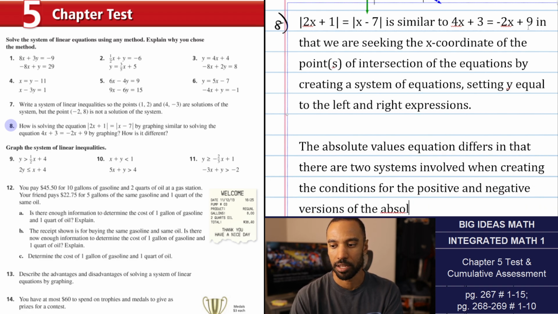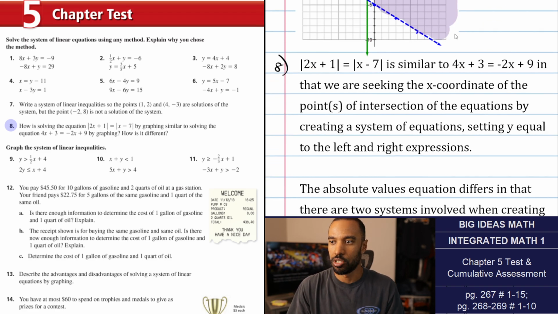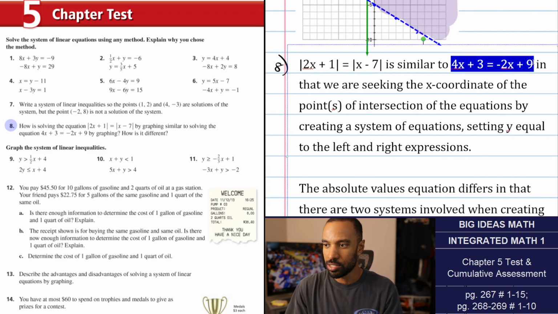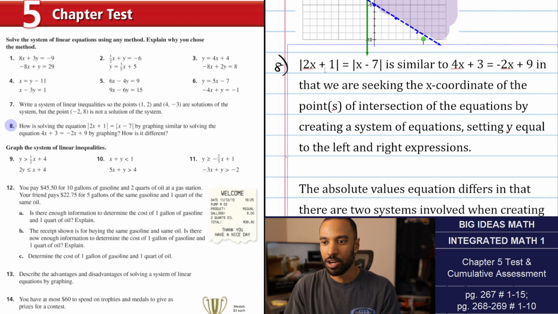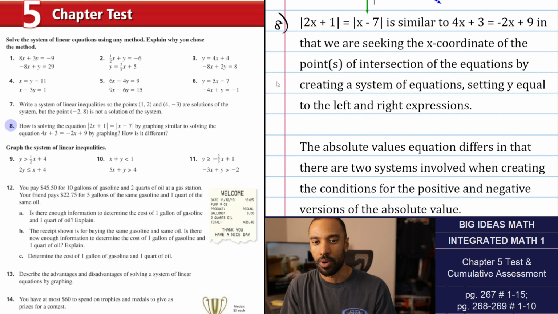So I'm not doing it here, but what I would do here is just do y equals this, y equals this, y equals that, graph them. Here I'm going to do y equals this, y equals that, and graph them. And then I'll do y equals this versus y equals the opposite of this, which is -x plus 7. And then you graph those as well.